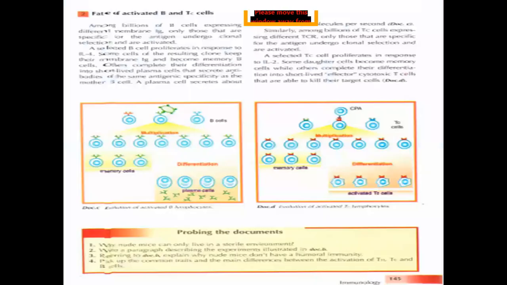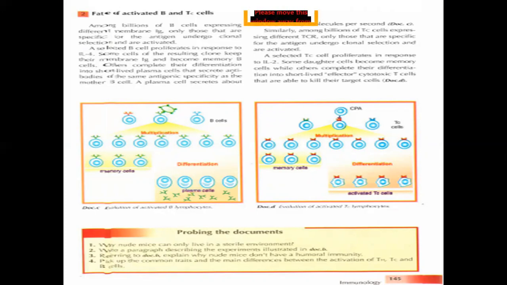Moving now to paragraph 2, fate of the activated B and TC cells. Among billions of cells expressing different membrane immunoglobulins, only those that are specific for the antigen undergo clonal selection and are activated. A selected B cell proliferates in response to interleukin 4, as we said before.